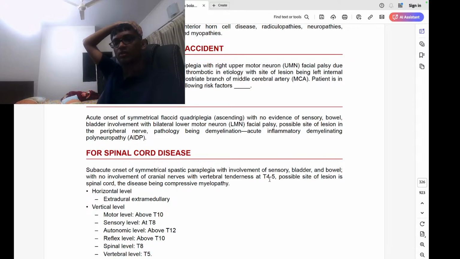For neuropathy, acute onset, symmetrical, flaccid quadriplegia, ascending, with no evidence of sensory, bowel or bladder involvement, with bilateral lower motor neuron facial palsy. Possible site of lesion is the peripheral nerve. Pathology being demyelinating, acute inflammatory demyelinating polyneuropathy (AIDP).